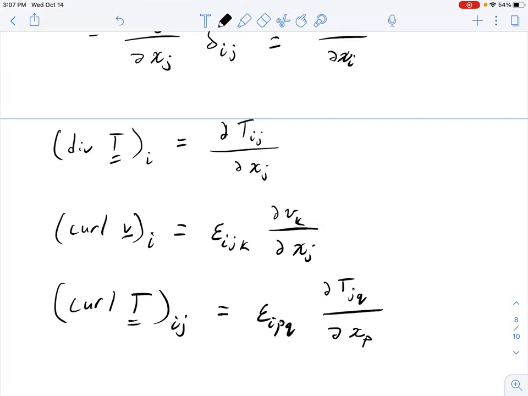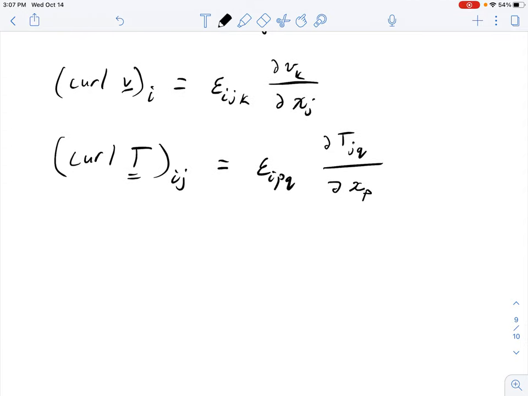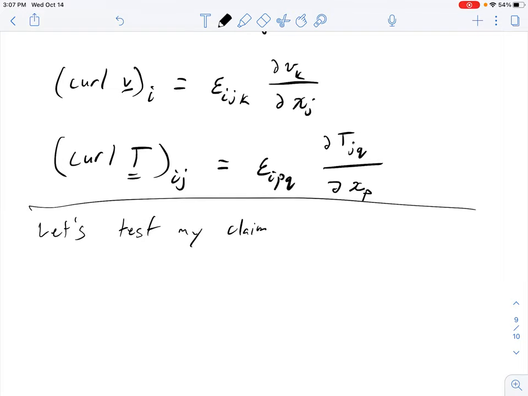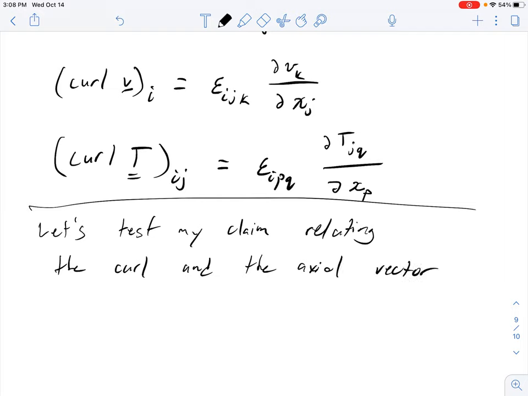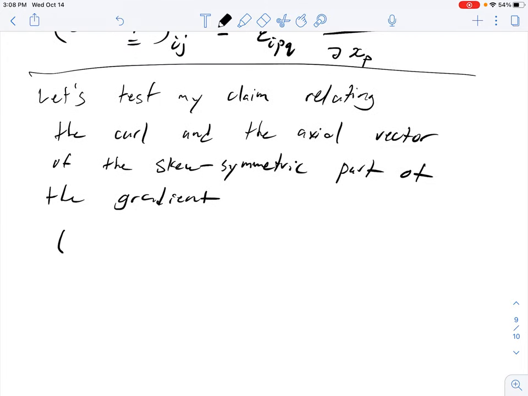All right. Now that we have these coordinate and index notation representations of things, let's test my claim that the curl of a vector field is twice the axial vector of the skew symmetric part of its gradient. Well, let's say we got curl of V cross U.